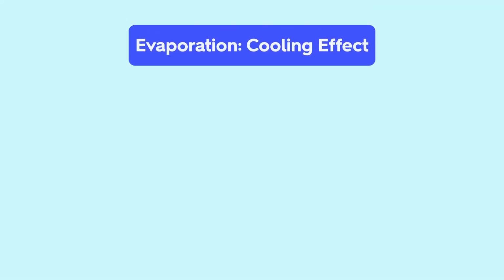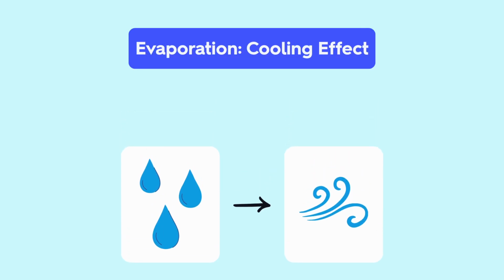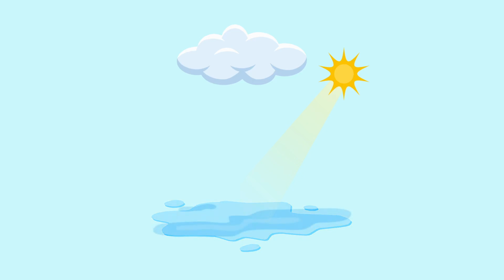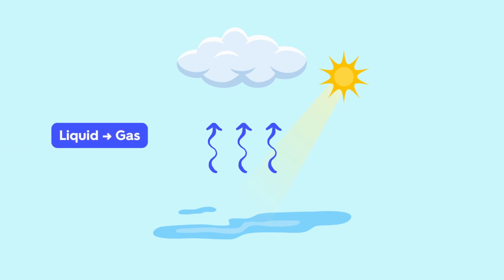In this video, you learn what evaporation is, what's happening at the molecular level, and why it can cool things down, from your skin to water in an earthen pot. Let's start with something familiar. You've seen evaporation when a puddle slowly disappears. The liquid doesn't vanish. It turns into a gas and mixes with the air. That change from liquid to gas is evaporation.